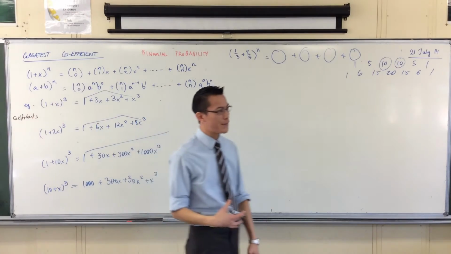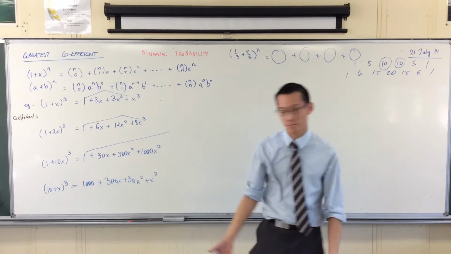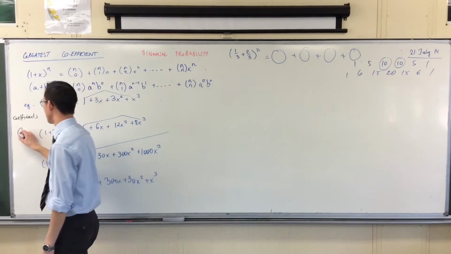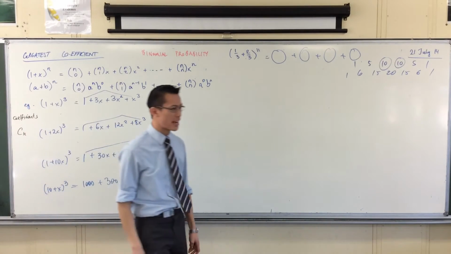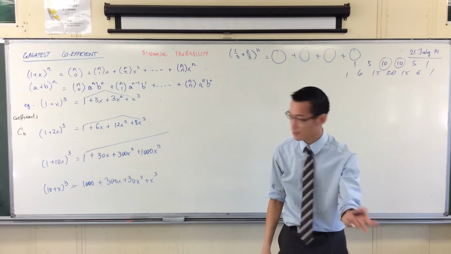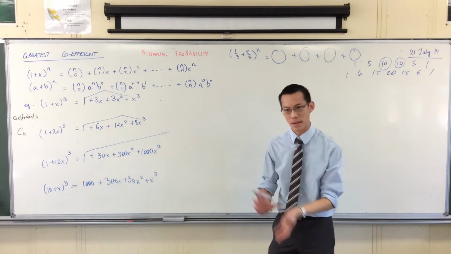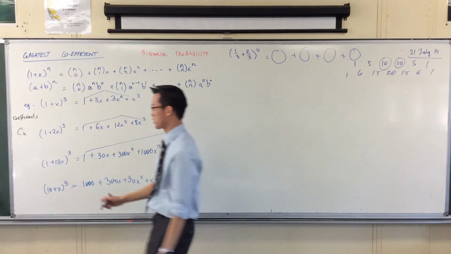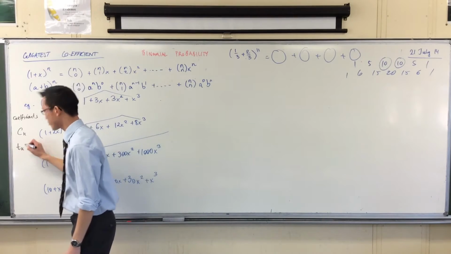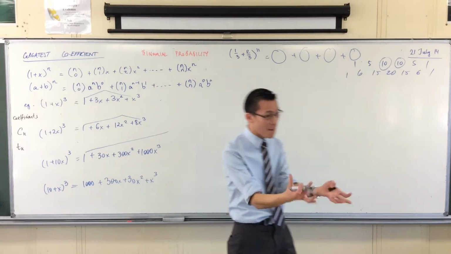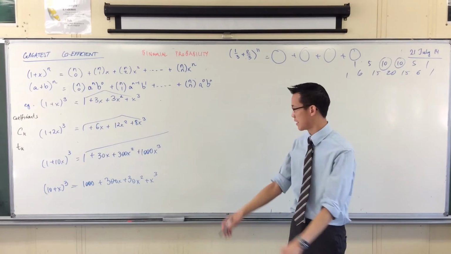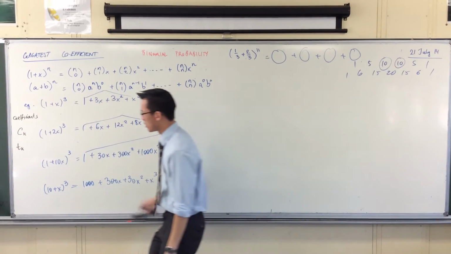I'm going to call the coefficients C of K, C for coefficient. Now, sometimes the textbook will call them lowercase t. I find that somewhat confusing, but you'll see it sometimes, which is why I wanted to clue you into it. So they'll write it like this. What it means is I just want the number part. You guys are used to coefficients, right? So how do I generalize this?